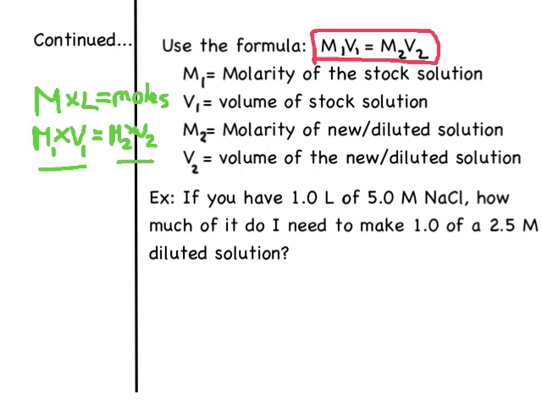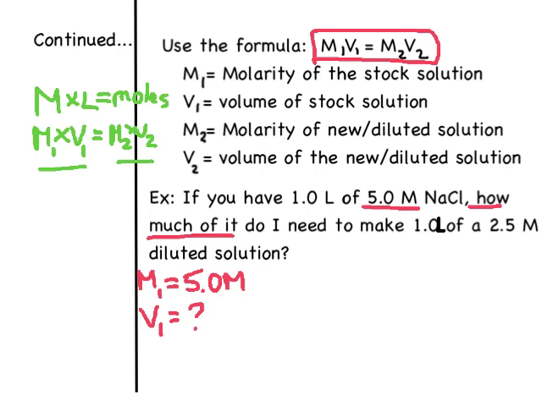All right, so let's take a look at an example. It says if you have 1 liter of 5 molarity NaCl, how much of it do I need to make 1 liter of a 2.5 molarity diluted solution? So we've got our different variables. Our M1 is 5.0 molarity right here. Now our V1 is what we actually want to solve for, because it says how much of it do I need? That's what we need to solve for.